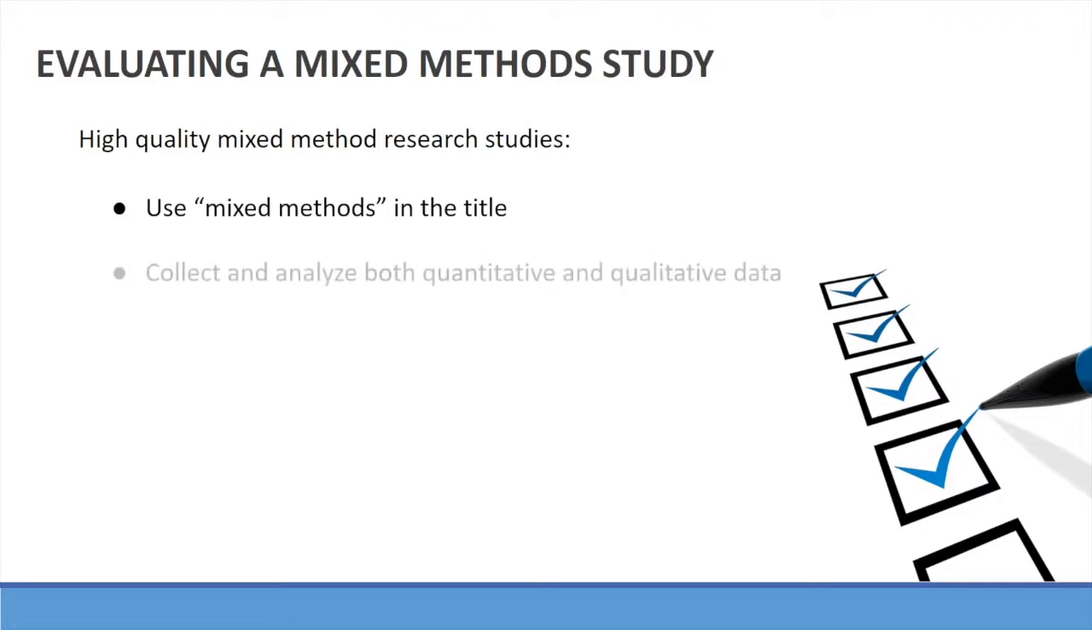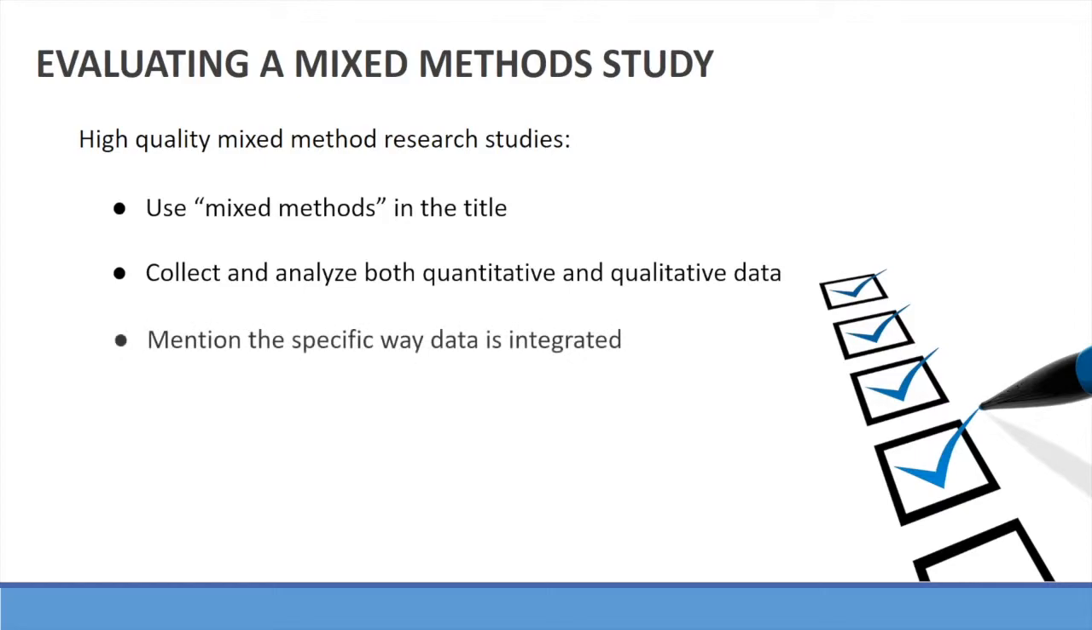Next, both qualitative and quantitative data should be collected and analyzed in the study. This should be specifically called out in the methods section of the written report. The researcher should also mention the specific way the two sets of data are integrated. For example, does one set of data build off the other, or are they converged together to make one larger set of meaningful data? In the methods section of the report, the researcher should mention the specific design study with an explanation and, if possible, a visual diagram.